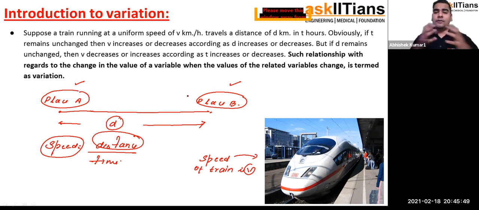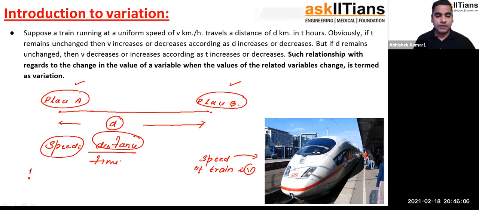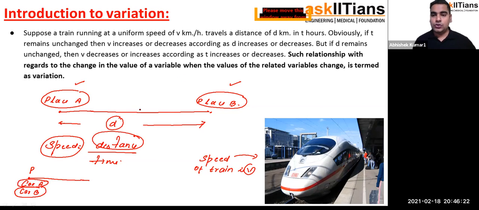Now, let me talk about direct proportion. What is it, guys? Suppose you have a fixed time. Let's say 2 hours. And you have this initial point, which is P. And there are two cars here, car A and car B. Correct. 2 hours are provided to both the cars. Now, I'm talking about the distance traveled by both the cars in those 2 hours. The distance that will be traveled by both the cars in 2 hours will depend directly upon the speed with which these two cars, car A and car B, are moving, yes or no.